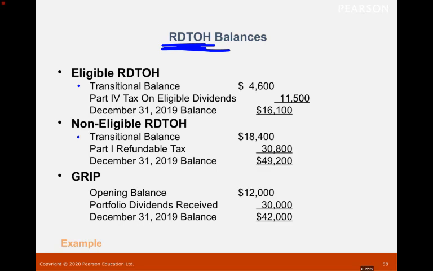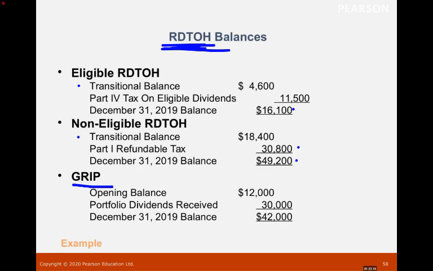So here, the transitional balances are available for the eligible RDTOH. We put the Part 4 tax on the eligible dividends. That's the 11.5 we were just looking at a moment ago. Those were eligible dividends. That should be mentioned here in the question. The portfolio dividends would normally be eligible dividends. So that gives us our balance of eligible at the end of the year. Same thing, starting balance. We calculated our Part 1 tax. We add that in. That gives us our ending balance.